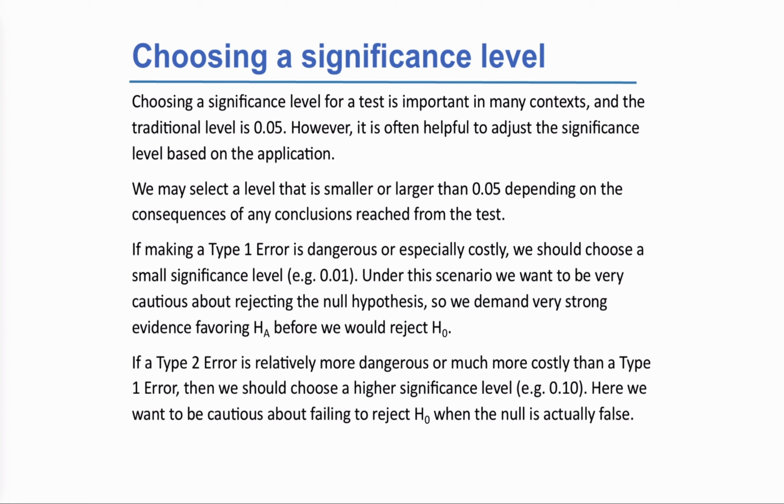If a type 2 error is relatively more dangerous or more costly, then we would choose a higher significance level. We want to be cautious about failing to reject the null when the null is actually false. There aren't a lot of scenarios where the type 2 error is more dangerous or more costly. It's usually just the case where a type 1 error isn't that bad, so we go with a higher significance level because it makes our results look better.